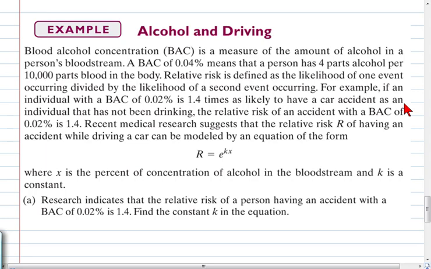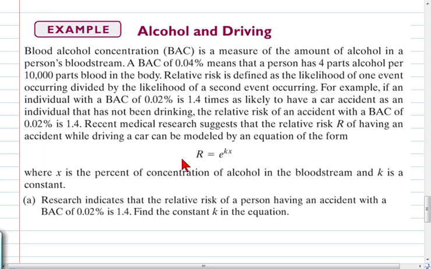Relative risk is defined as the likelihood of one event occurring divided by the likelihood of a second event occurring. For example, if an individual with a blood alcohol concentration of 0.02 is 1.4 times as likely to have a car accident as an individual that has not been drinking, the relative risk of an accident with a BAC of 0.02 is 1.4.